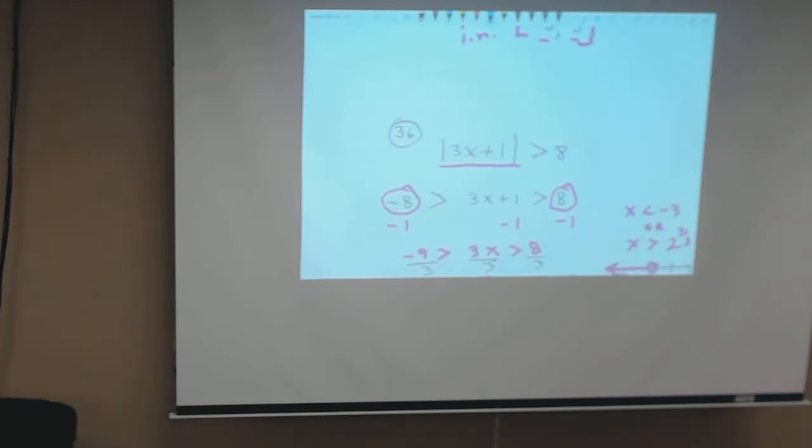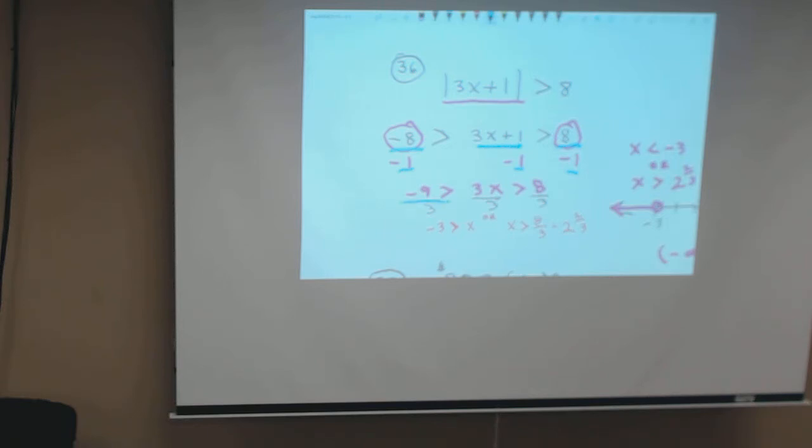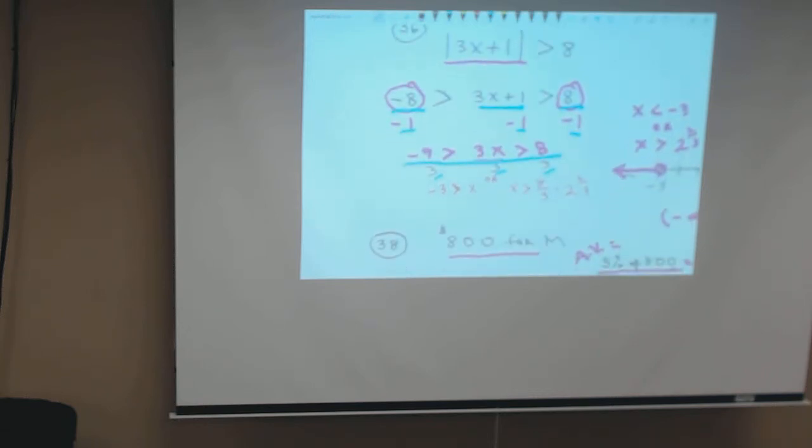So I take this, and I have 8 and negative 8. Then I go minus 1, minus 1, minus 1, and I end up with 3x. I end up with all of this right here. Then I divide by 3, divide by 3, divide by 3, and now it gets messy. Because it says negative 3 is greater than x, or x is greater than 8/3, which is the same as 2 2/3.